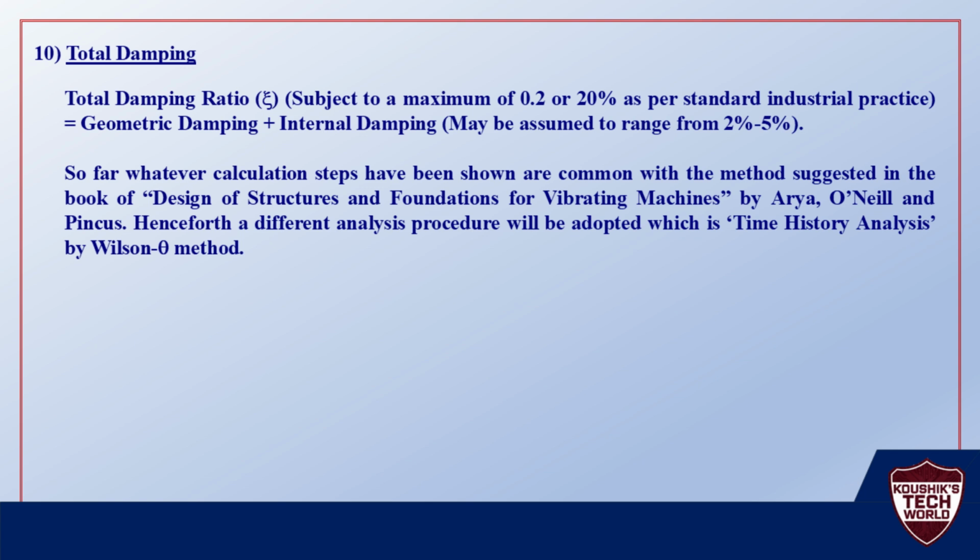Total damping ratios, that is sum of geometric damping and internal damping, are calculated. Internal damping is considered approximately 5% and the total damping should not exceed 20% or as specified in the code.